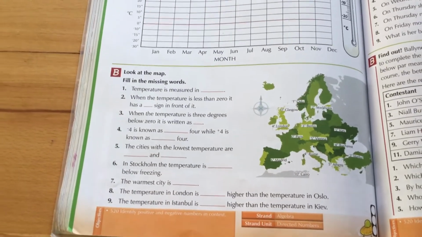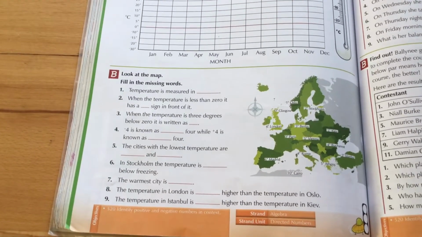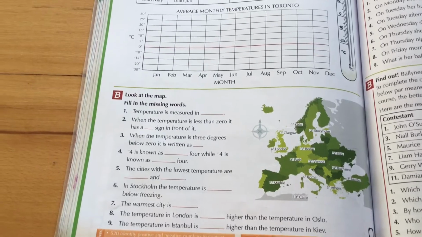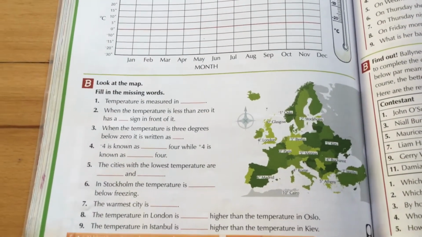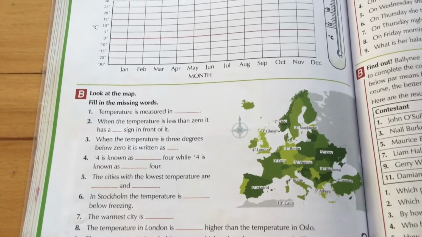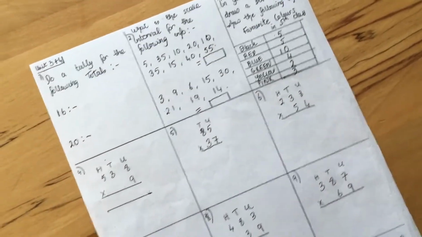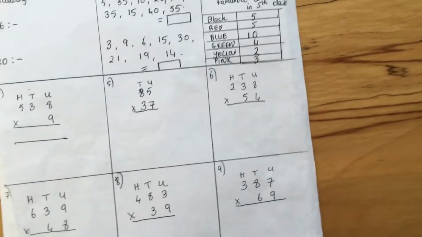Okay, so B, look at the map, fill in the missing words. You just have to fill in the words here and carefully examine the map where it requires you to fill in temperatures. That's basically what today's lesson is about, guys. But I am going on to revision for Unit 3 and 4 for you to do as well. So let's have a look.